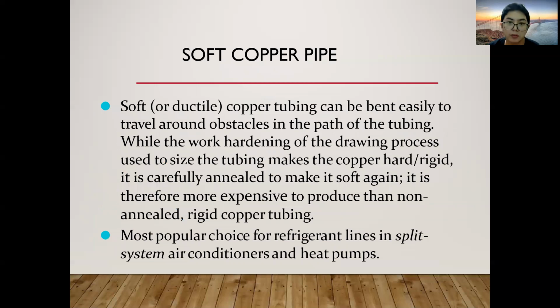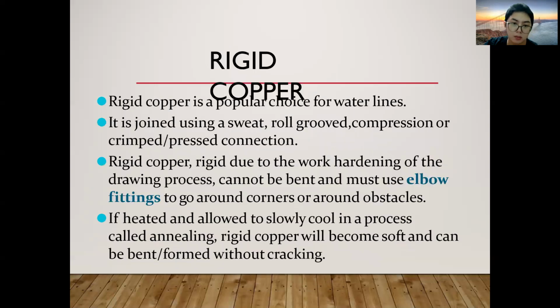For the definition of soft copper pipe, soft or ductile copper tubing can be bent easily to travel around obstacles in the path of the tubing, while the work hardening of the drawing process used to size the tubing makes the copper hard or rigid. It is carefully annealed to make it soft again. It is therefore more expensive than non-annealed rigid copper tubing. It is the most popular choice for refrigerant lines in split system air conditioners and heat pumps.